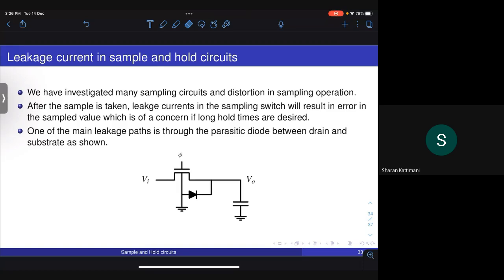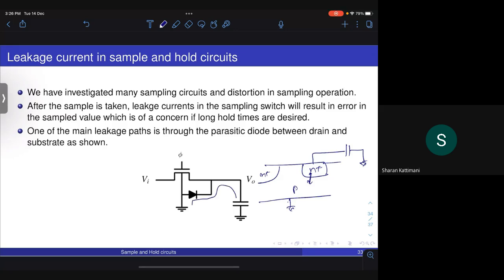Okay, one of the most common, most serious paths of discharge is through the parasitic diode of the NMOS. So in this case, what you have is an off switch, and this is where your capacitor is connected, right? So this N plus P diode, which is reverse biased, will have a leakage current, and that leakage current will basically discharge the sample value.